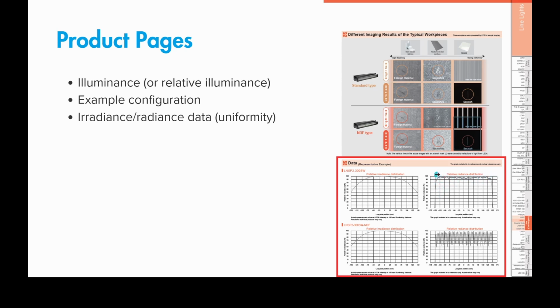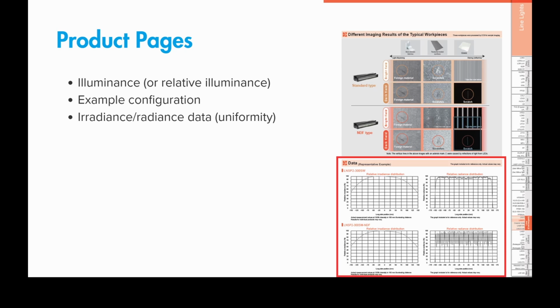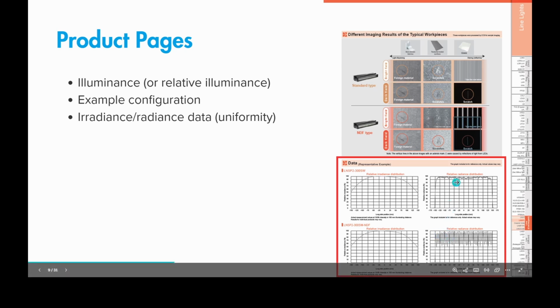The relative radiance distribution graph will tell you what the uniformity of the light is. And you can see it here with the NDF version. There's a lot of waves because there's no diffuser, so you're looking at the intensity of every LED. So that's how you can tell the difference between those two lights.